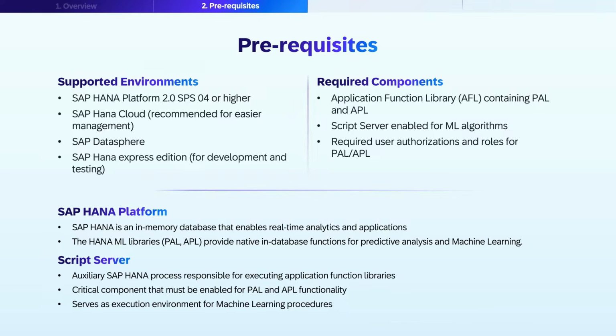To provide more context, SAP HANA is an in-memory database enabling real-time analytics and applications. The HANA ML libraries, Predictive Analysis Library and Automated Predictive Library, provide native in-database functions for predictive analysis and machine learning. Script server is an auxiliary HANA process, essential for executing these machine learning functions. Setting up these prerequisites establishes a strong foundation for implementing effective classification solutions at scale.